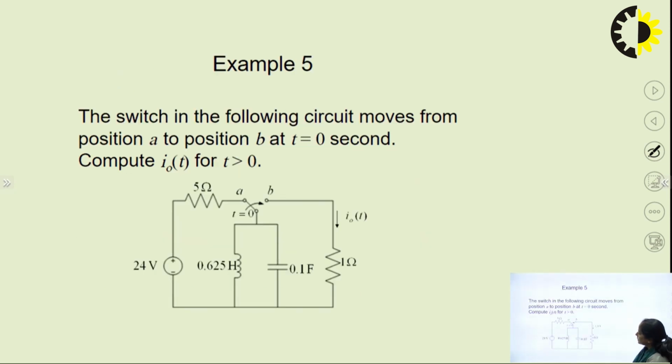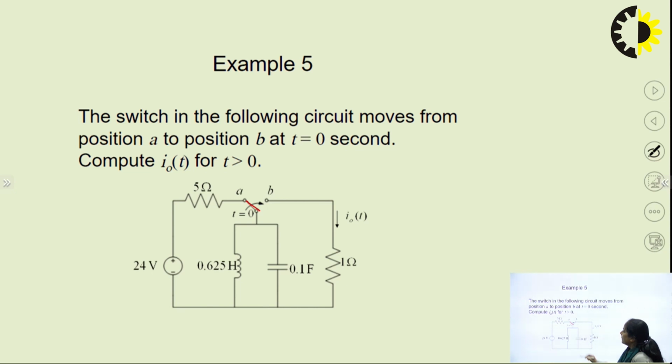This is another example. Here switching conditions are there. According to the switching condition, you will have to analyze the initial condition by yourself, since initial conditions are not clearly mentioned. The question is that the switch in the following circuit moves from position A to B. Initially it is at position A, and at t equal to 0 it is moved from A to B.